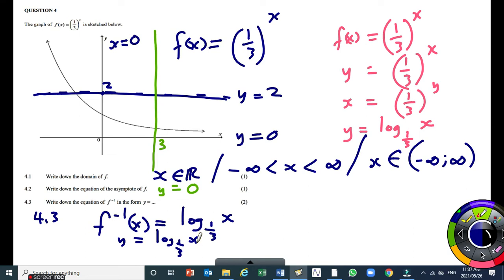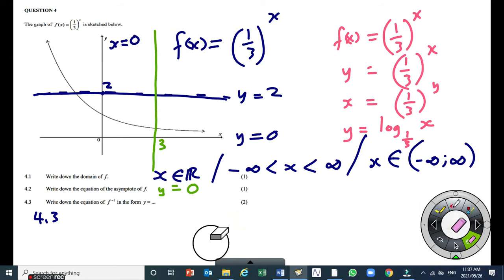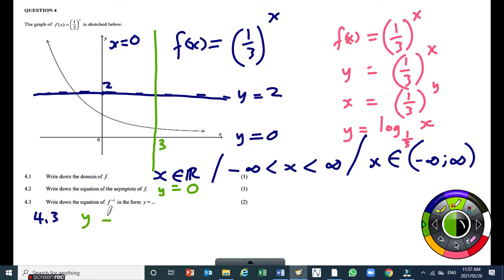The inverse of an exponential function is a logarithmic function. You should know that by now. So for this question, you are not supposed to give your answer in function notation. It's supposed to be like that. So let me write it again. y equal to the log of x to the base of a third.